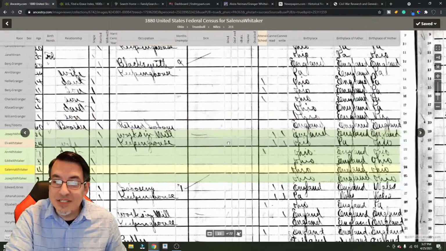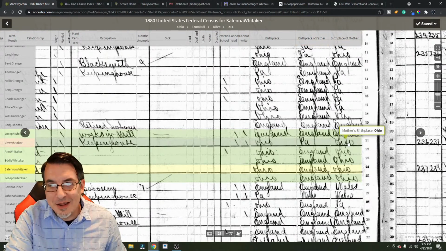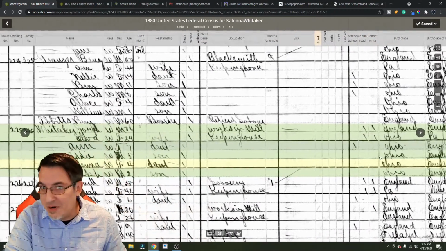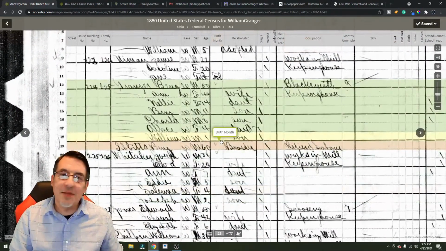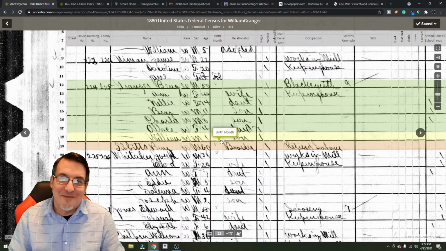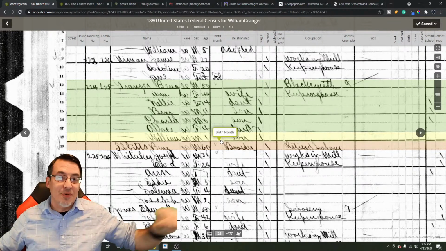Now, where did Elvira say her father and mother were born? Pennsylvania and Ohio. Now, this is tricky. Elvira's mother was born in Pennsylvania. This is Elvira screwing up again. And this is something you have to deal with in records. You have to deal with a lot of incorrect information and try to piece together a picture based on multiple sources.